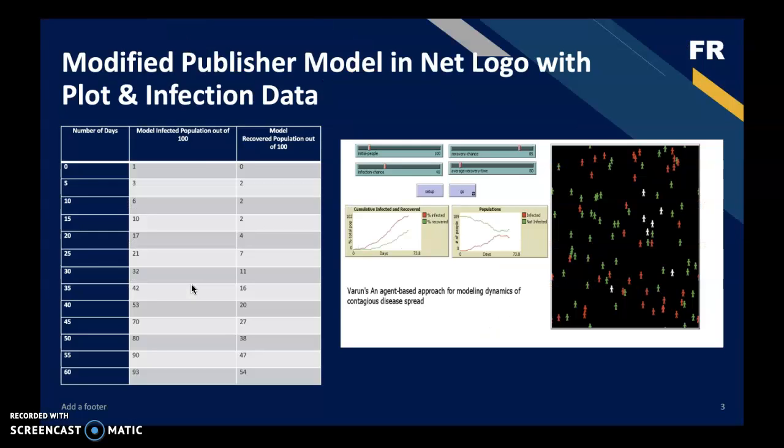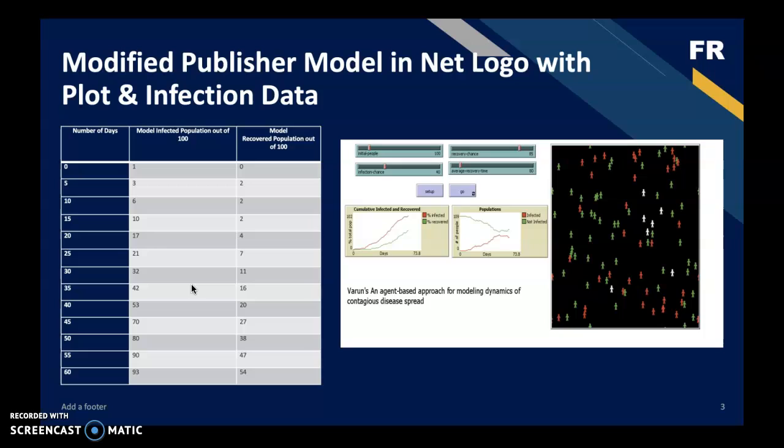As we can see here in the modified published model using NetLogo, we have provided the initial population, infection rate, and recovery time, all as user sliders. So the user can modify their inputs to see the effects on the contagious disease spread.